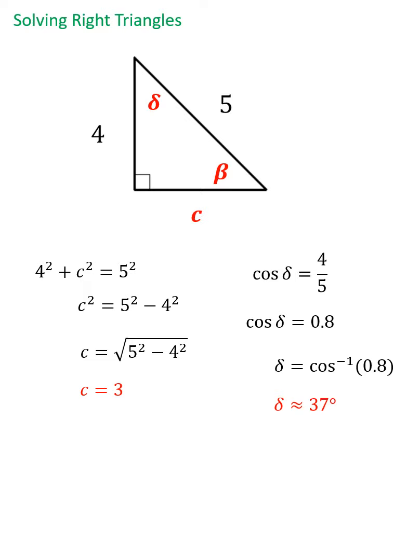And now that I know delta, how do I find beta? Well, there are many equations out of the 8 that would allow me to find beta now, the simplest of which is that the angles must add up to 180, and using that, I now know beta.